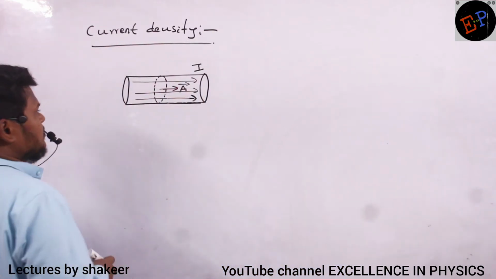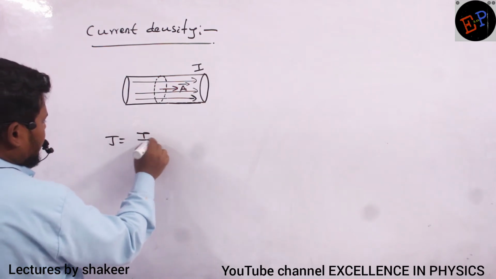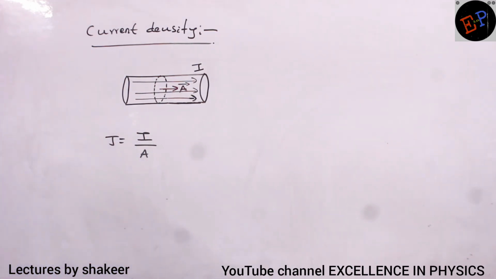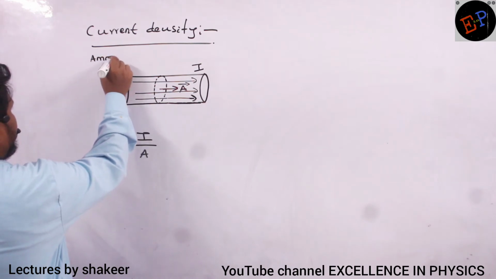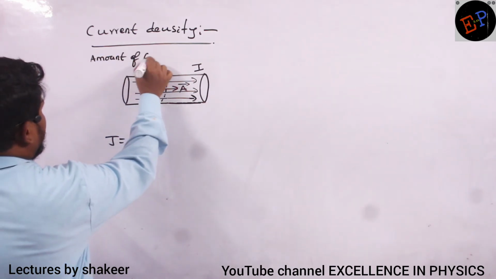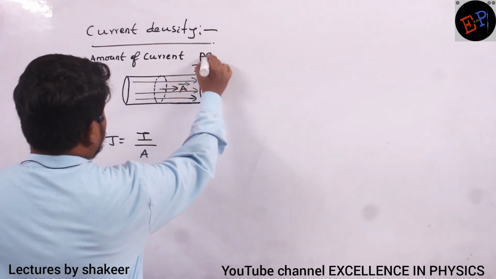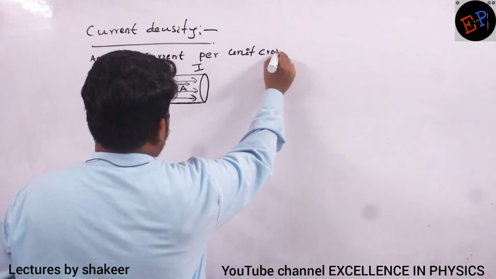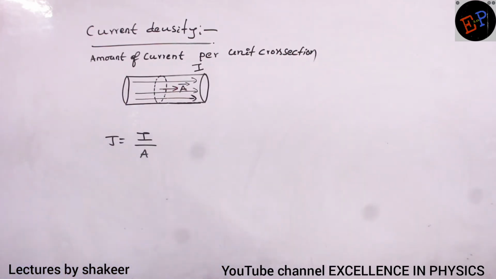Understood? So therefore I can write J is equal to the amount of current entering per unit cross section. This is called current density. Or statement-wise you can write like this: the amount of current per unit cross section is called current density.